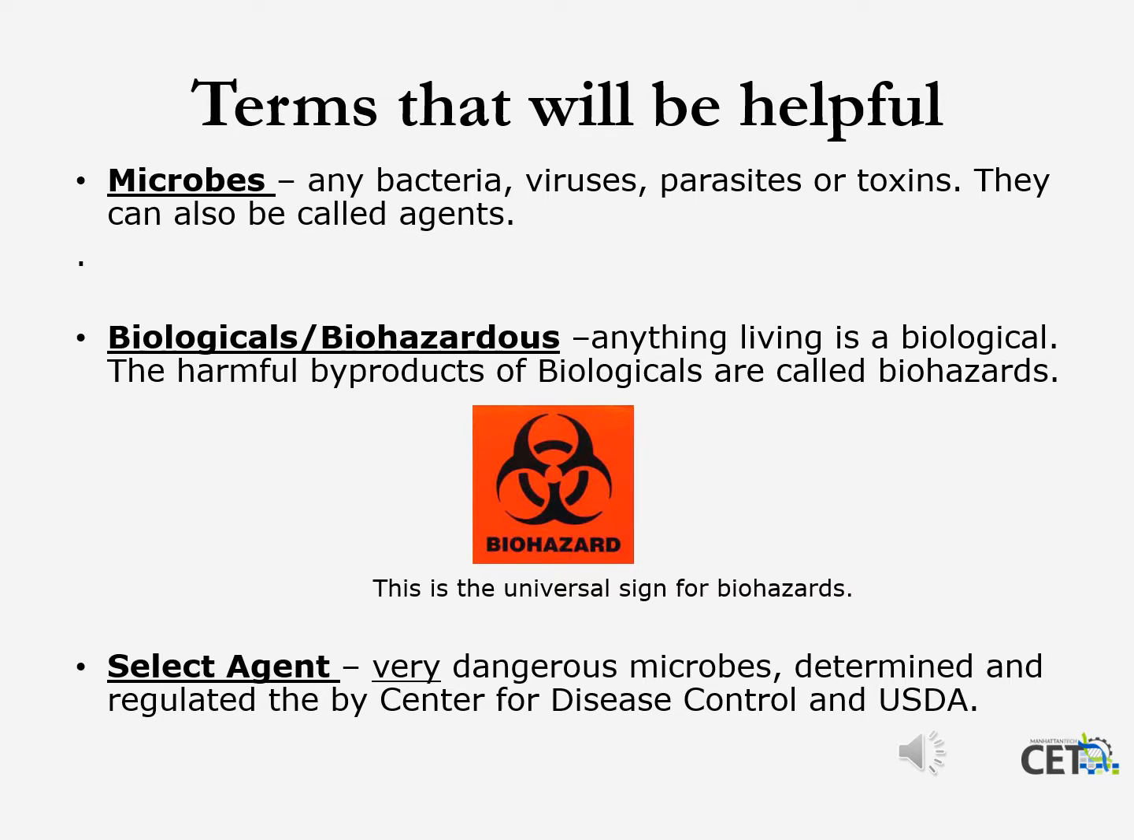A select agent is a very dangerous microbe or a toxin. Select agents are determined by the Center for Disease Control and the USDA. They fall under a lot of regulation because they have the potential to pose a severe threat to public health of both humans and animals. They're regulated so heavily that just a very few individuals are approved to handle them.